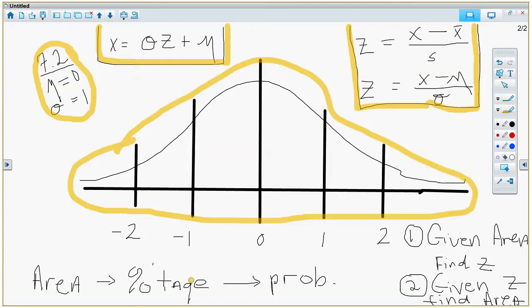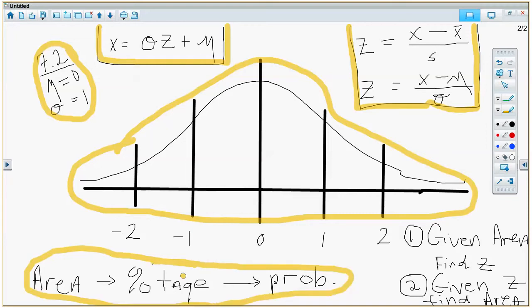The other thing you need to remember is that in this part of the book, these three words mean the same thing. So if they ask for area, they're really asking for the probability. Or if they ask for the probability, they really ask for the area. And then the last thing is the two types of questions you're going to have in this section: given the area, find z, and given z, find the area, or the probability, whatever you want to call it.